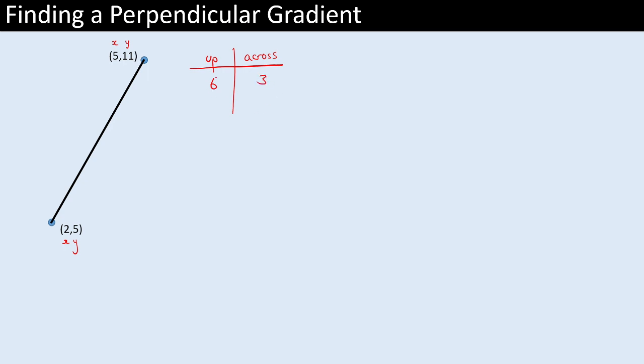Our change in y divided by change in x tells us that our gradient should be 2. The gradient for that line is 2. If we're finding the perpendicular gradient, we now need to find the negative reciprocal of 2.